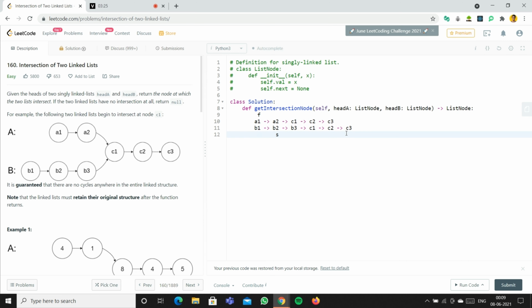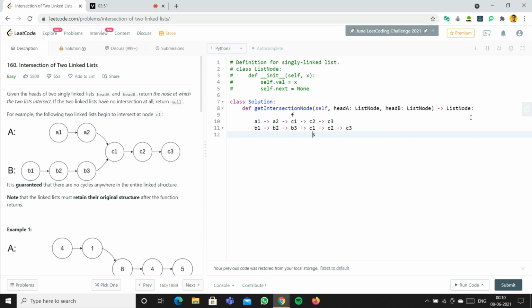Now we'll move forward again, so S will be at B2 and F will be at A2. Then S will be at B3 and F will be at C1... Now F will be at C1 and S will also be at C1. You can observe that C1 is the same node. They're both at C1 right now, so we'll return C1 as the output.